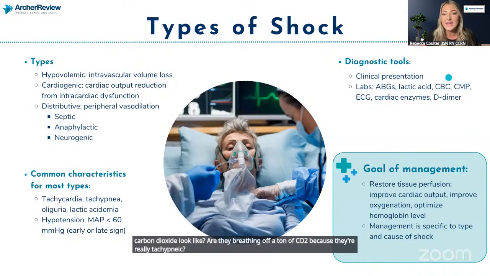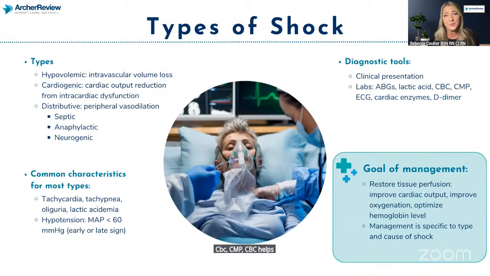CBC, CMP. CBC helps us with hypovolemia. Do we have a blood loss situation? CMP, electrolytes. ECG for cardiogenic. We're looking at all sorts of labs.